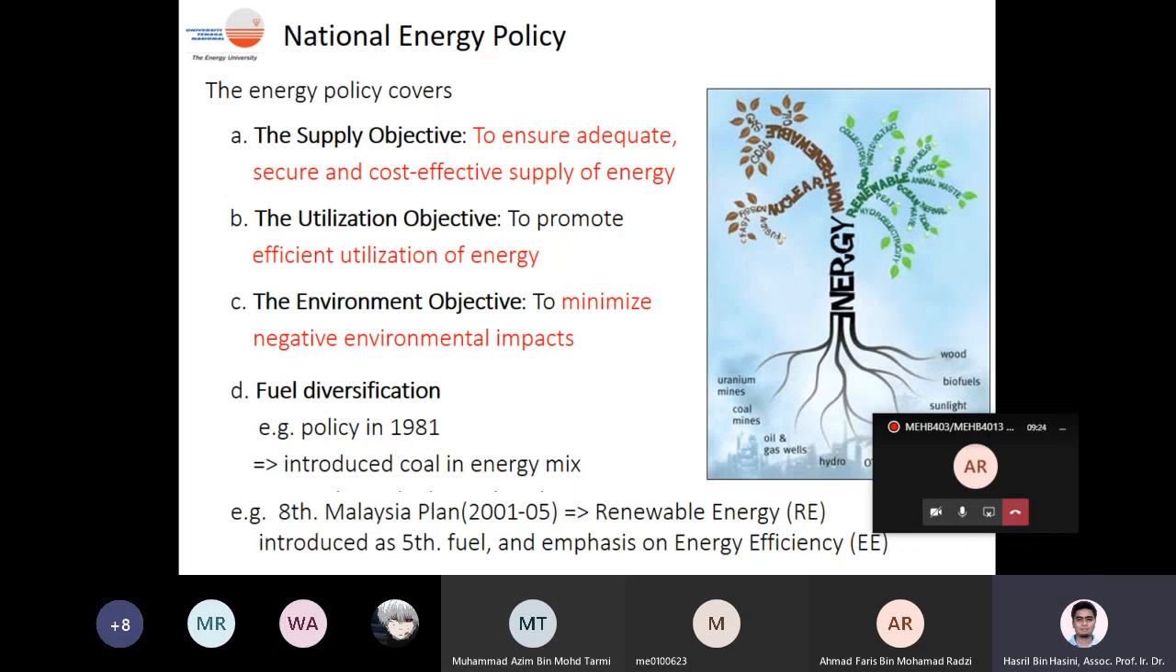So the fuel diversification also needs to be reviewed, maybe every 3 years, 5 years. It depends on the current world situation, on what is the cheapest available fossil fuel for the generation of electricity. So that's why it is important to review it periodically. And then if you look at the 8th Malaysian Plan in 2001 to 2005, this is where Malaysia started to venture into renewable energy. So they included renewable energy as part of the fuel diversification, in addition to the existing gas, hydro and so on.